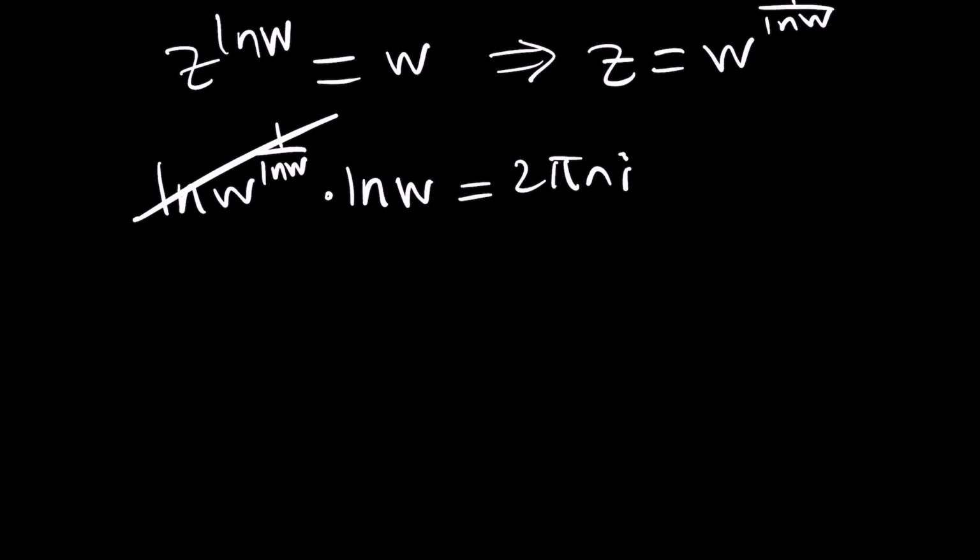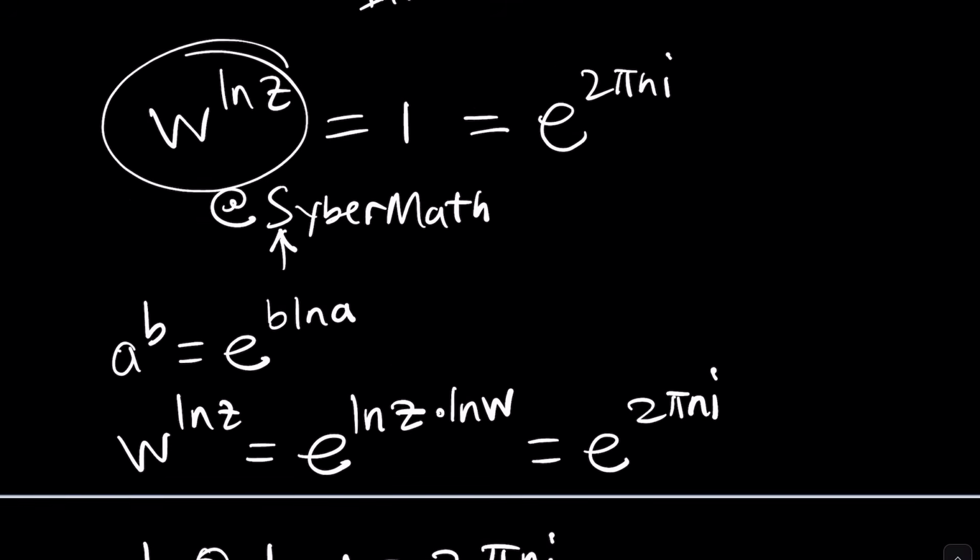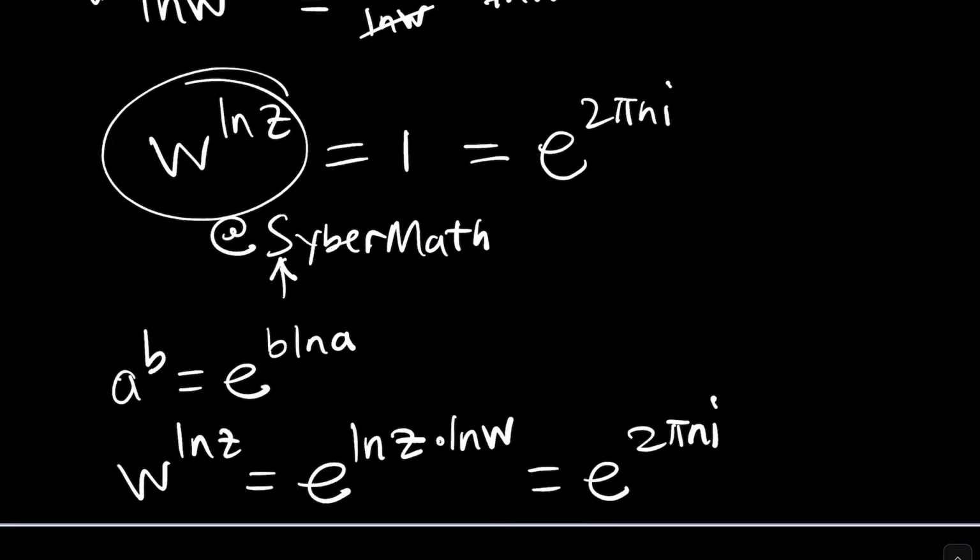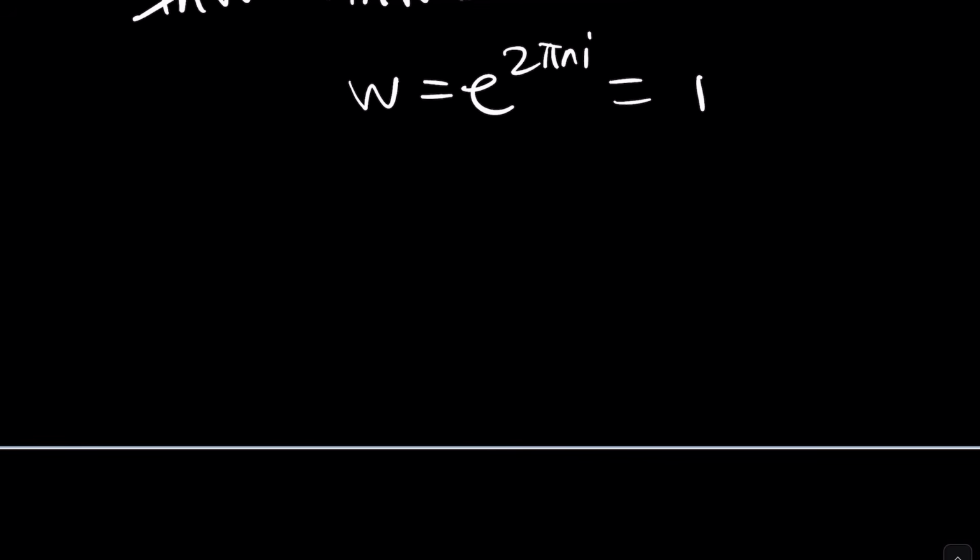And yes, we can do now e to the power both sides. w is going to be e to the power 2 pi ni, which is equal to 1 again. So no matter what you do, w is going to end up being 1, right? And it's kind of verified here on the system, isn't it? But let's go back to the original problem and try something else.